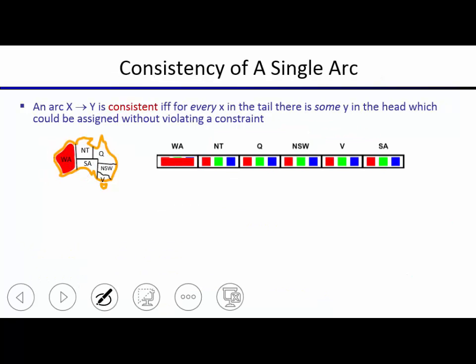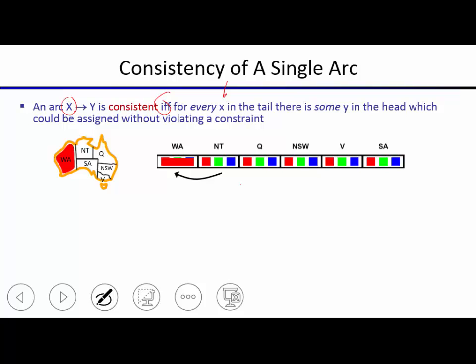So what does it mean to check consistency of a single arc? This assumes a binary CSP, meaning only two variables can participate in a single constraint. To check the consistency of an arc, the arc will be directed. In this case, it's an arc from NT to WA. An arc is consistent if and only if for every X in the tail, the tail is this side over here, there is some Y in the head which could be assigned without violating a constraint.